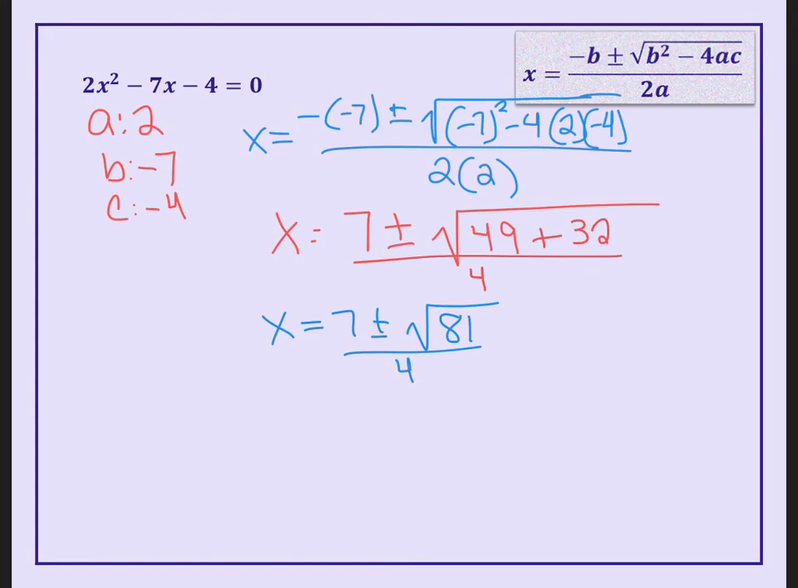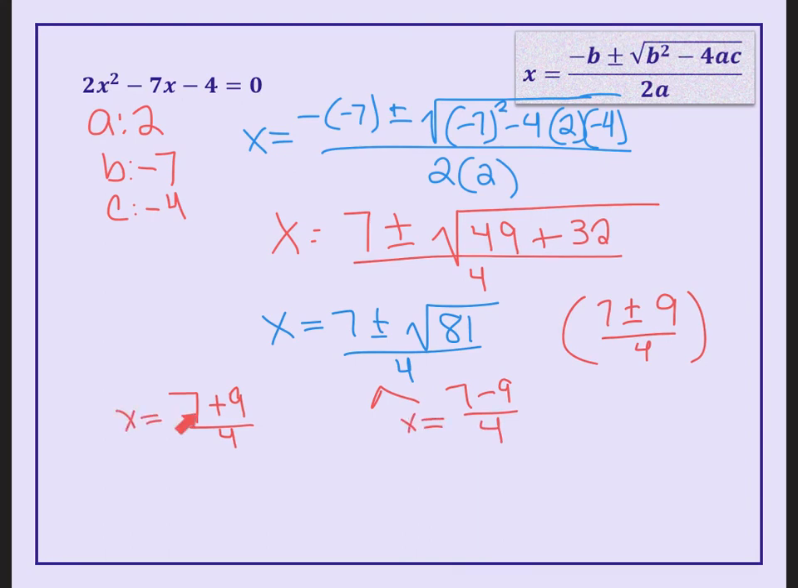81 is a perfect square. I can take the square root of it. If you can take the square root of it, we are going to break it up into two equations. I don't typically show this step, but I'm going to for right now. The square root of 81 is 9, all over 4. So notice I have 7 plus or minus 9 over 4. So I'm going to break it up into 7 plus 9 over 4 and 7 minus 9 over 4. And x equals both of these terms.